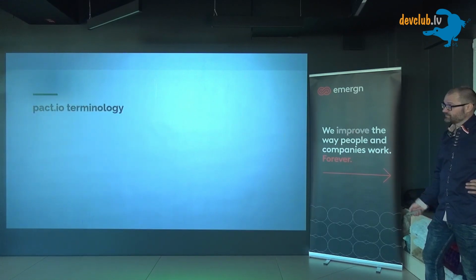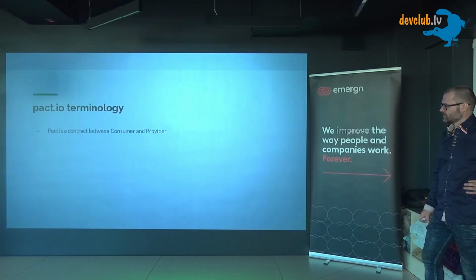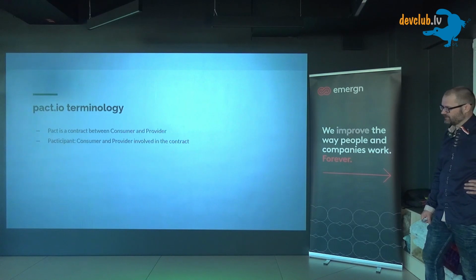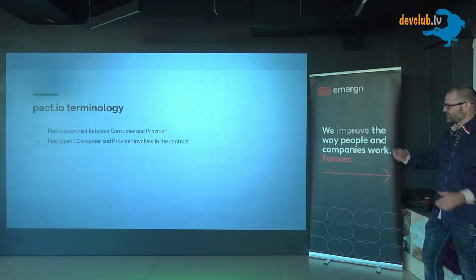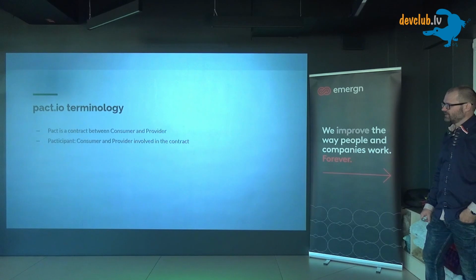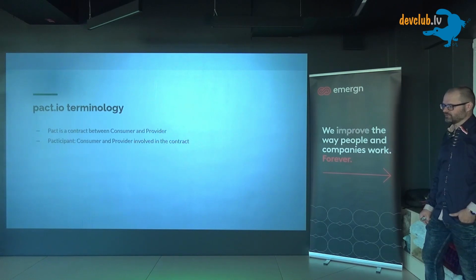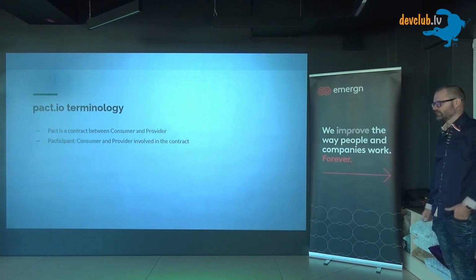So Pact.io comes with their own terminology, just to mess with you. The pact is a contract between consumer and provider. They don't call it contract, they call it pact. Participant is a participant in the contract, so it's either consumer or provider. That's also just to mess with you, like all the commands use the name participant, and if you write it differently, it will not work.